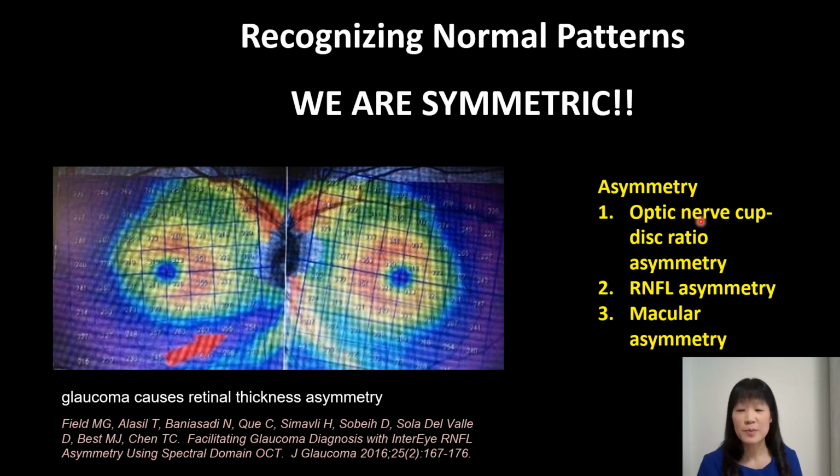So again, 5-6% of the normal population has some optic nerve cup disc ratio asymmetry, but much of the time, cup disc asymmetry can be an early sign of glaucoma. Retinal nerve fiber layer asymmetry can be an early sign of glaucoma, and macular asymmetry can be an early sign of glaucoma. So the bottom line is asymmetry should be a red flag. It should send warning signs in your head saying that your patient may have early glaucoma.